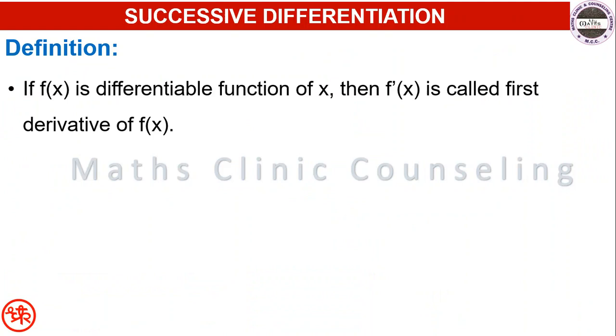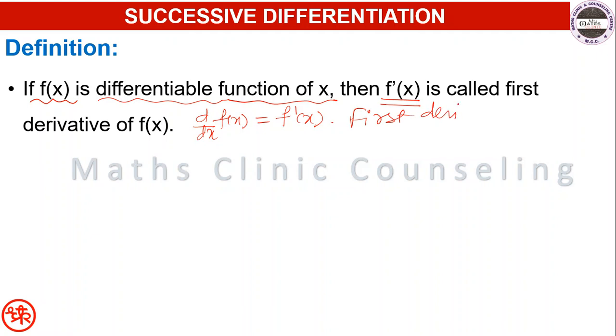If f of x is a differentiable function of x, then f dash of x is called the first derivative of f of x. We can say that d/dx of f of x is equal to f dash of x. That is the first derivative. Is that clear?